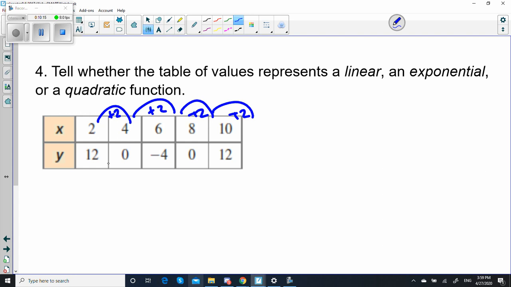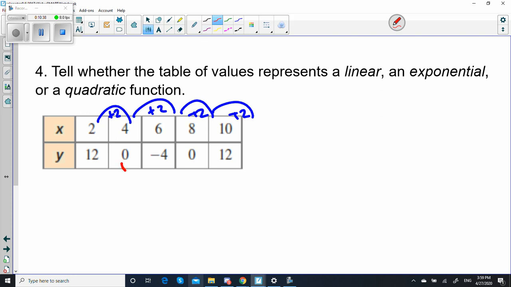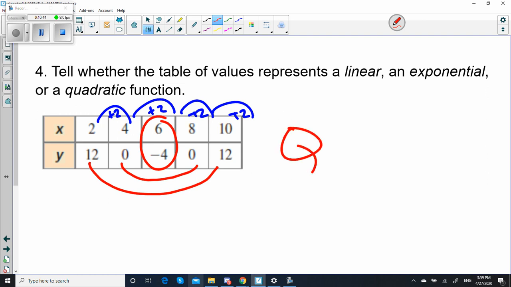So let's see here. I'd have to go minus 12, and then minus 4, and then plus 4, and plus 12. Ooh, do you see that pattern? Okay, it's definitely not exponential. I'm not multiplying by something all the way across. I'm not adding by something all the way across. But do you see that these two y's match, and that these two y's match, which makes this one the vertex. So this is a quadratic.